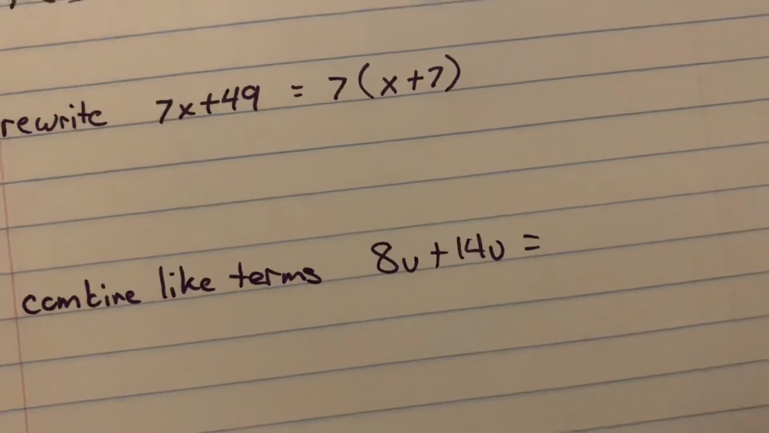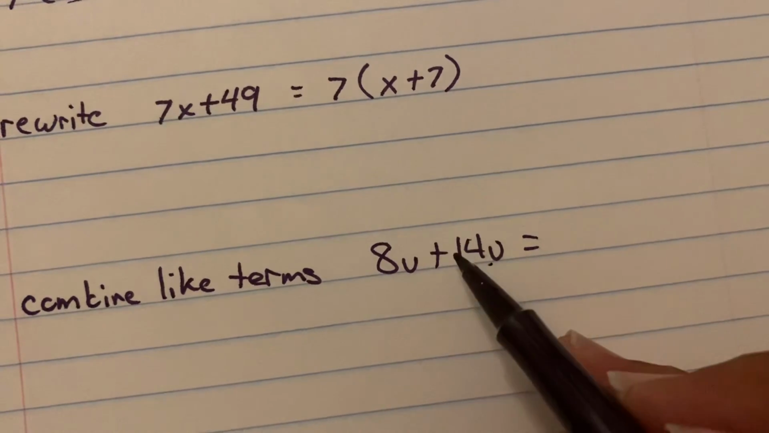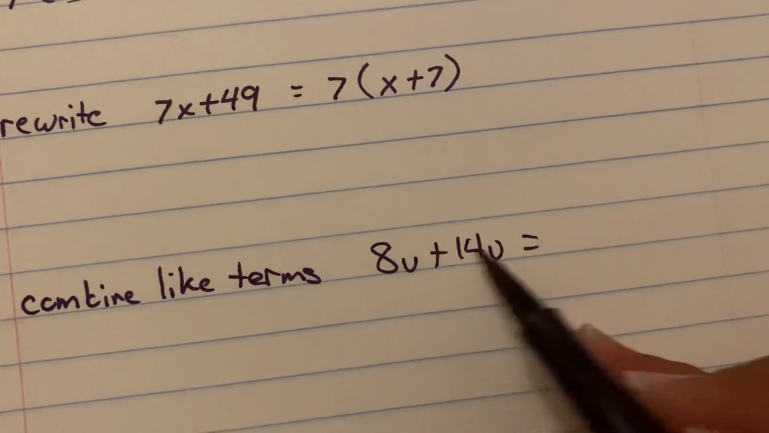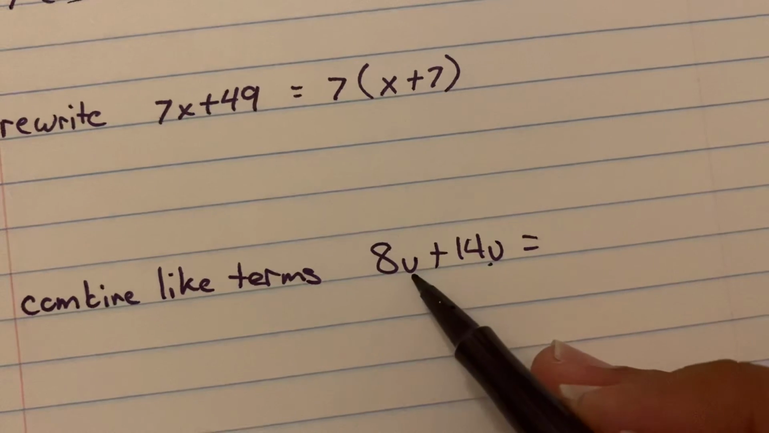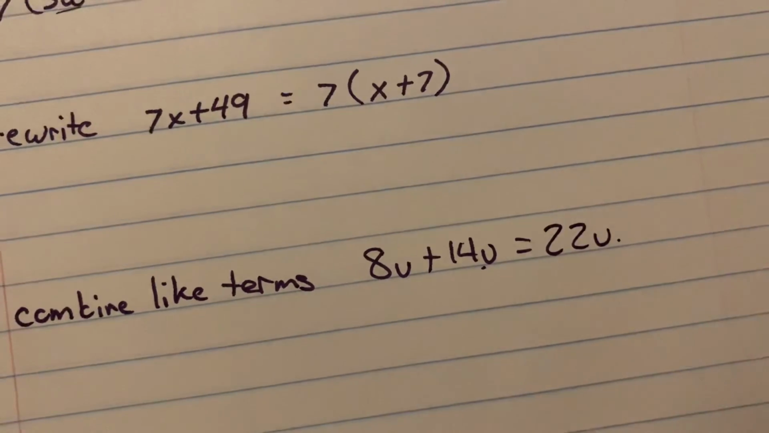Next, combine like terms. When they have the same variable like this, okay, in the beginning they didn't, but if they have the same variable, you can combine them. So 8 umbrellas plus 14 umbrellas gives me 22 umbrellas. And that's it.